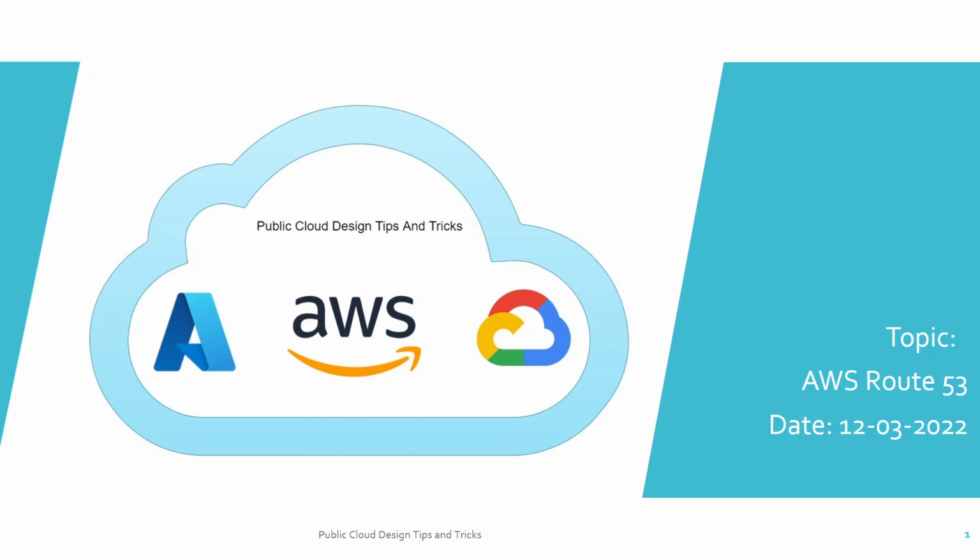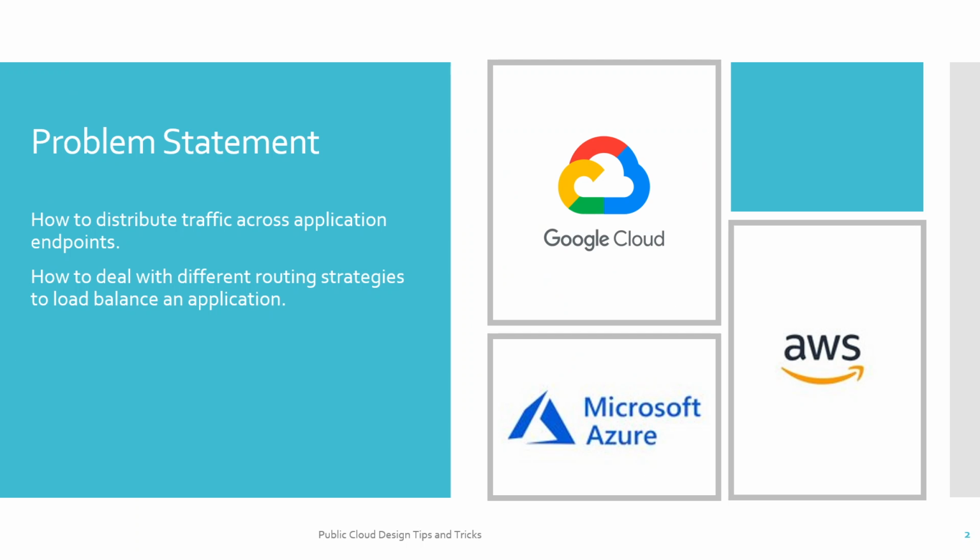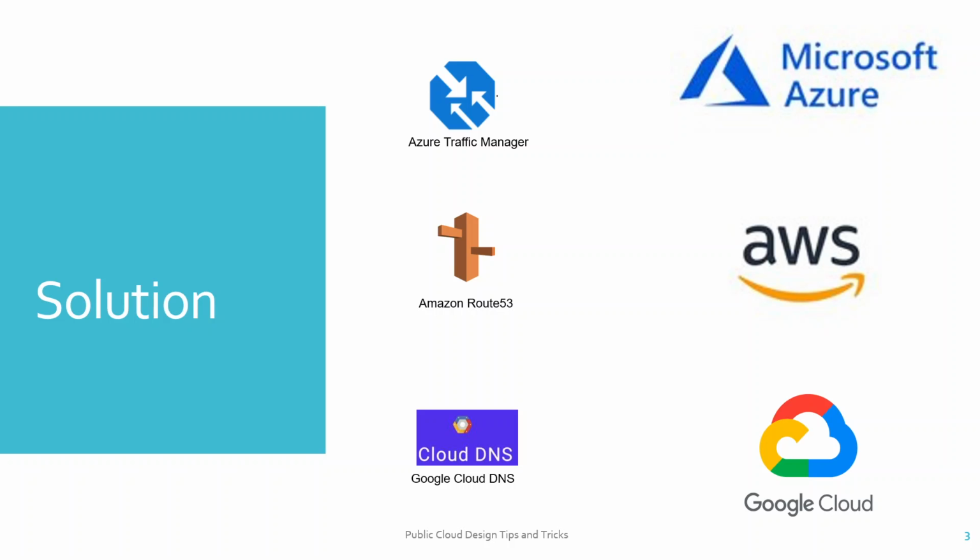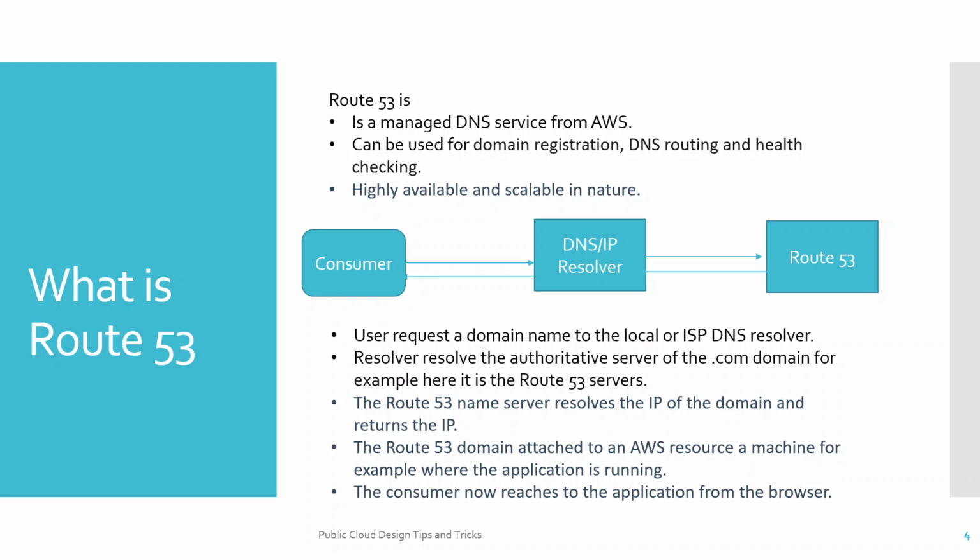Today's topic is AWS Route 53. In the last session, we already discussed Azure Traffic Manager for DNS routing. So the problem statements are the same: how to distribute traffic across application endpoints and how to deal with different routing strategies to load balance an application. The solutions are Microsoft Azure Traffic Manager, Amazon Route 53 from AWS, and Google Cloud DNS.